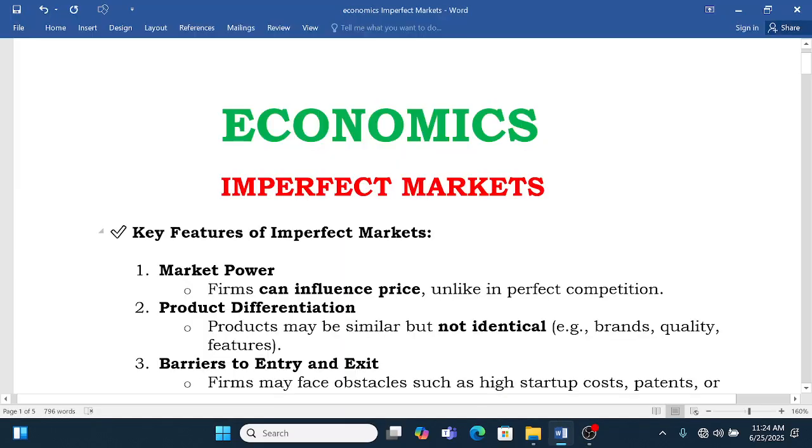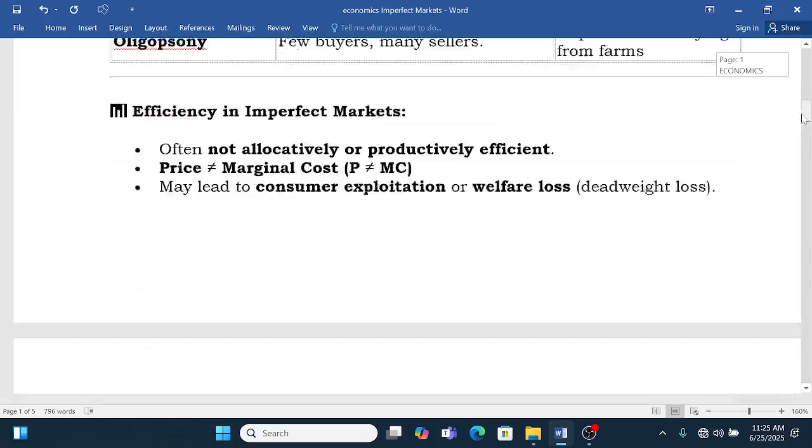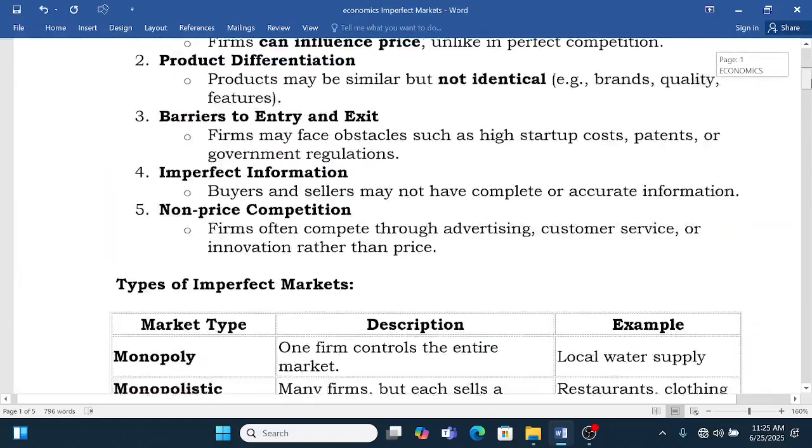I welcome you again to this episode of Economics, where today we are going to talk about imperfect markets. Remember that in the previous episode we were talking about the perfect competition market, and today I come with the imperfect market. This is a type of market structure. But before talking about different multiple choice questions, we are going to first understand this market, so that we can come and do those questions. Let's start with this one.